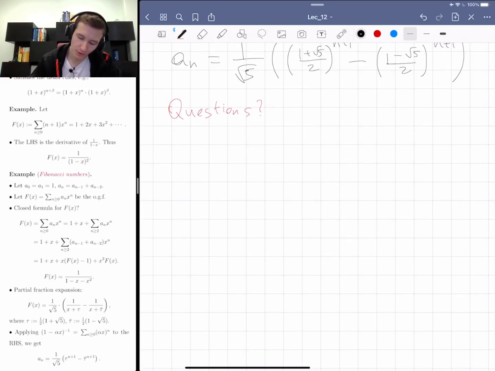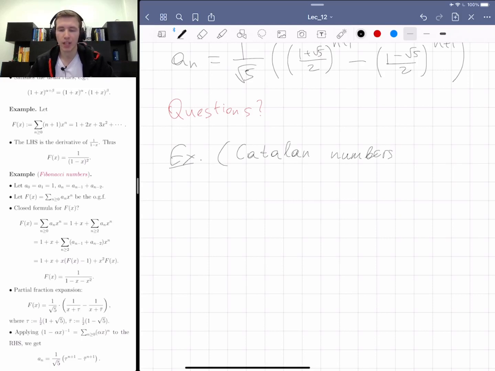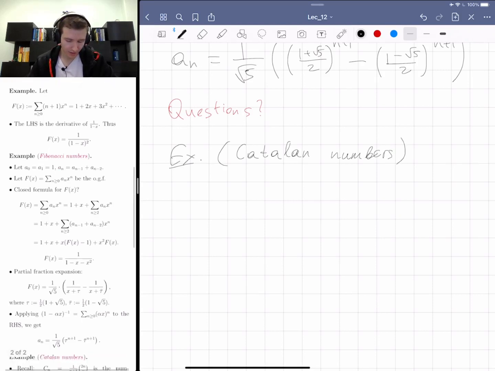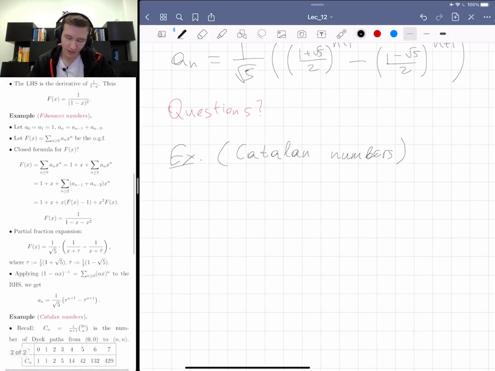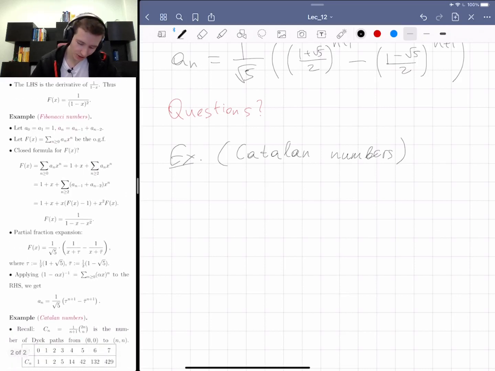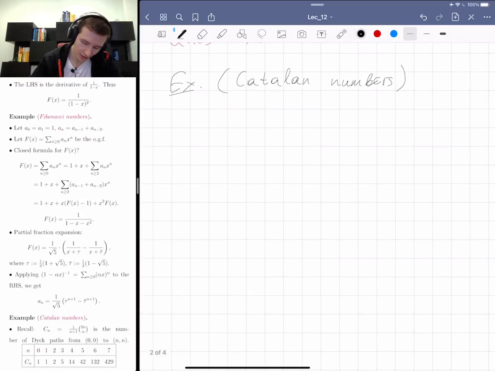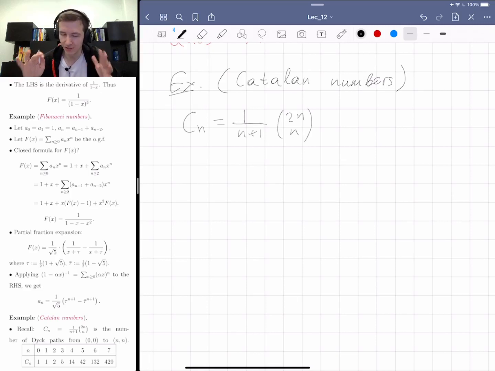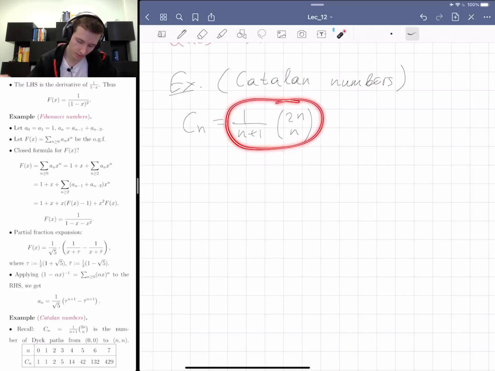Yeah, let me try to do another example, which is Catalan numbers. As a reminder, it's been a few lectures since we studied Catalan numbers. There is a formula for them, right? There was some very involved proof I did explaining why this formula counts.